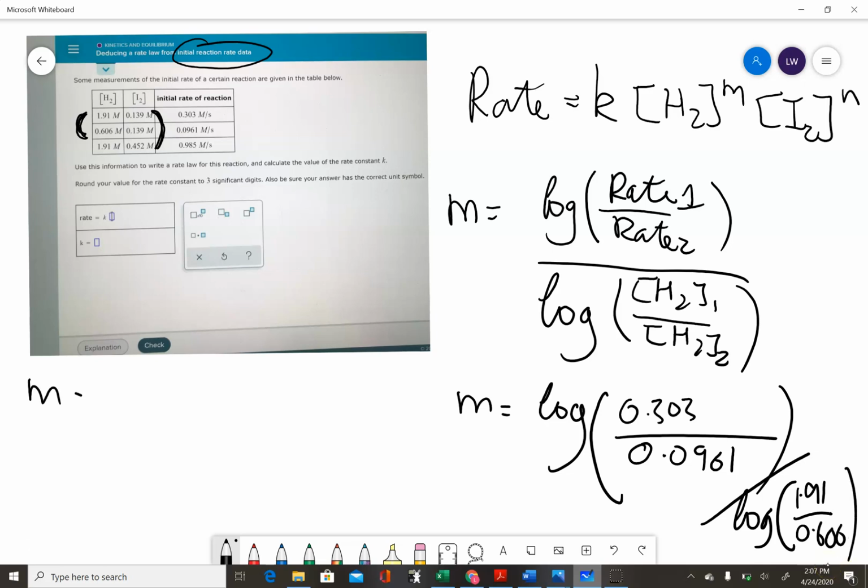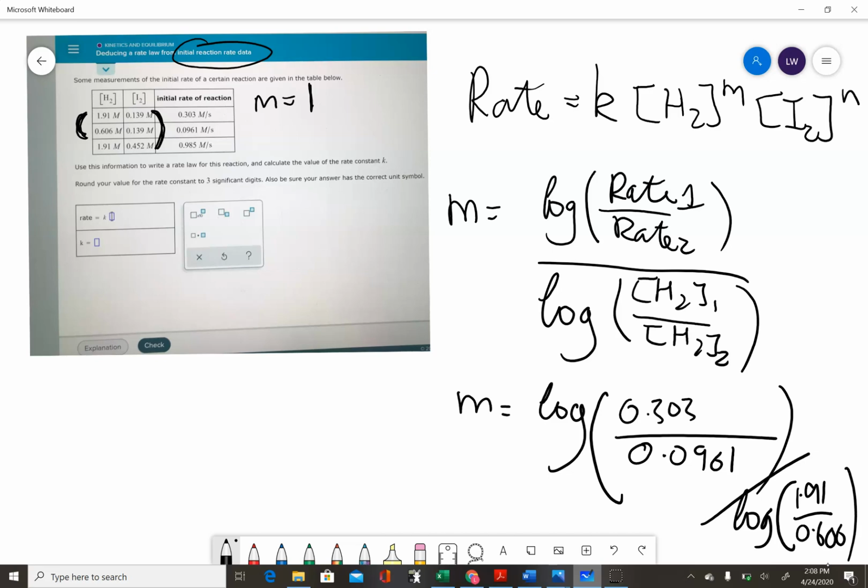So when I do that, I'm going to get my m value. Why don't I just write it up here? m equals, and we'll see what we get. It's commonly a whole number, but it doesn't always have to be, and it's commonly a positive number. Log of 0.303 divided by 0.0961, divided by log of 1.91 divided by 0.606. That equals that, and I got 1. So it's first order with respect to hydrogen.